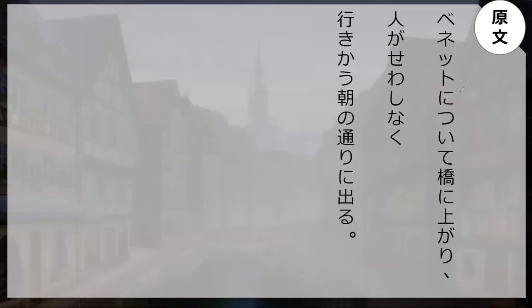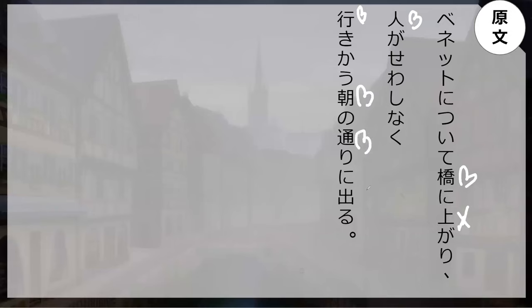Okay. So let's go read the line from the book. Benet ni tsuite hashi ni agari. Hito ga sewa shinaku ikikau asa no tori ni deru.